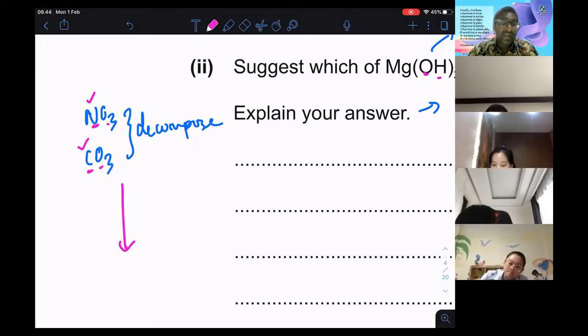So it means that in order to do that, the metal cation must be small. The top one is the smallest one. If you look at group 2, as you go down, the size becomes bigger.